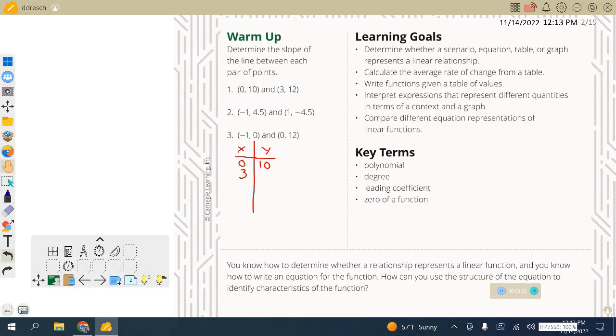A second on there. And that's all we have. And that's actually all we're gonna need to find the slope here for that, okay?